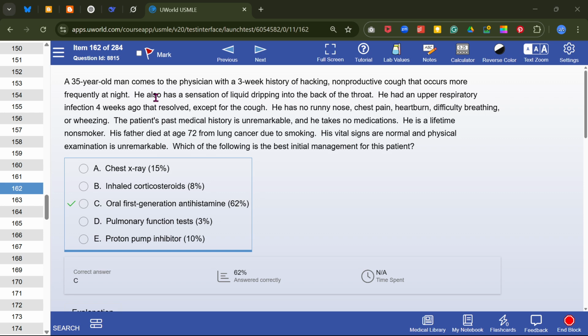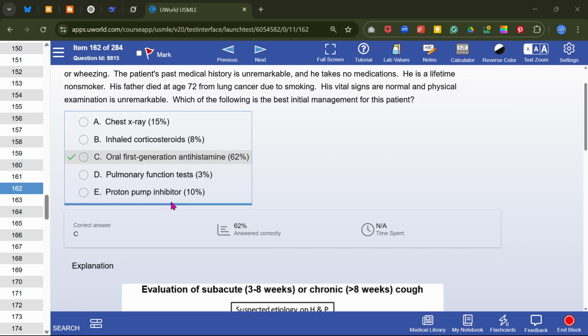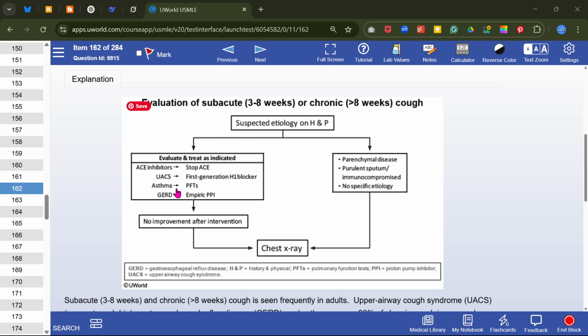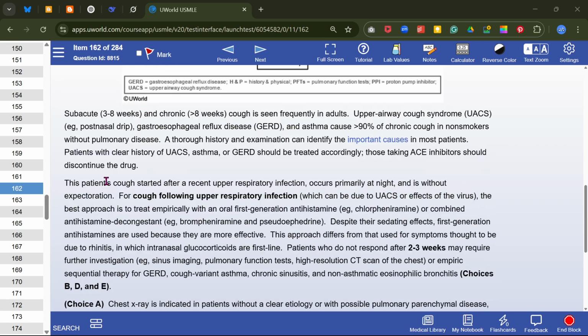So this point is very high yield, liquid dripping into the back of the throat and an upper respiratory tract infection 4 weeks ago. Looks like upper airway cough syndrome. An oral first generation antihistamine should be given. This patient's cough started after a recent upper respiratory infection, is commonly at night, and is without expectoration. Cough following upper respiratory infection can be upper airway cough syndrome or the effects of the virus.